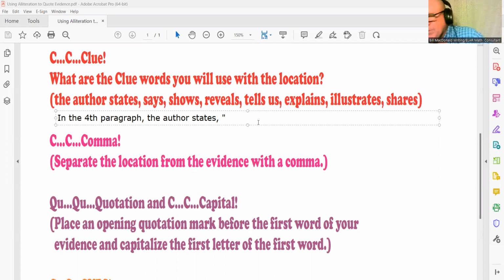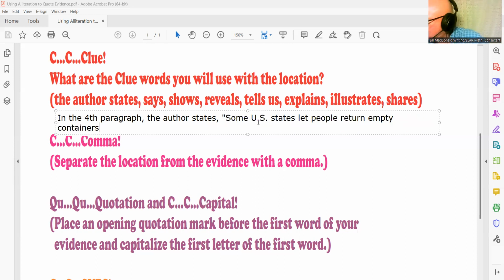You generally want to capitalize the first word in a sentence, and in most cases, the first word in a direct quotation. So it says, some U.S. states let people return empty containers in exchange for money. So that's one example.